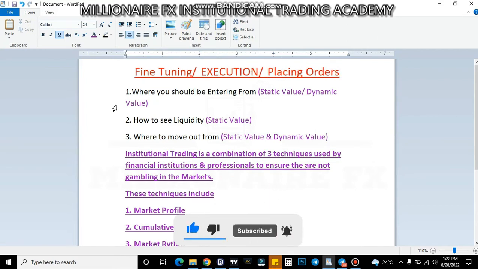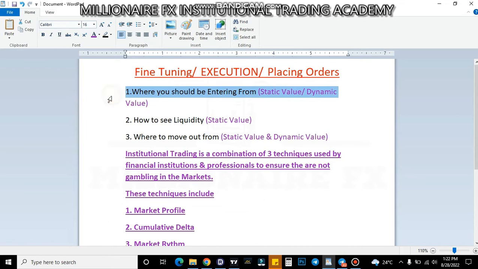So where do you enter from? In my brackets, there are things that you should consider. There's what we call the static value, and then there is the dynamic value. So we're going to look at the static and dynamic value, basically looking at our charts here.